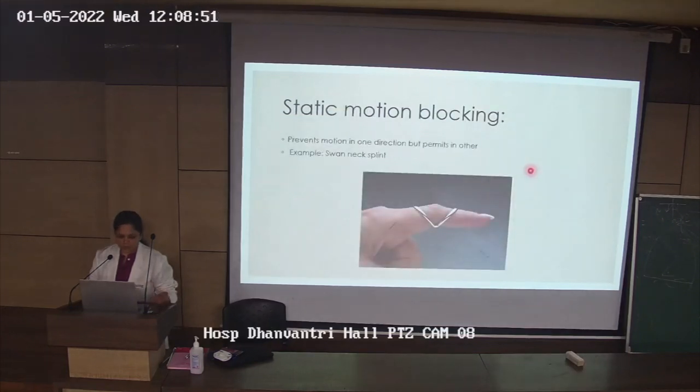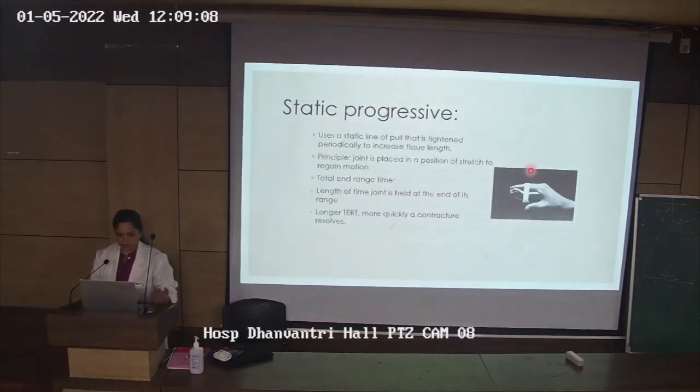Then the static motion blocking. It prevents motion in one direction but permits it in the other. The picture here is the swan neck splint. It is preventing the extension but helping in the flexion. Then the static progressive, it uses a static line of pull that is tightened periodically to increase the tissue length.